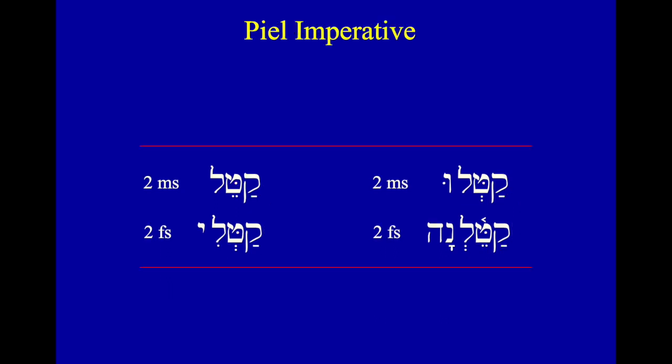All right. Now, remember the imperative. We form the imperative by taking our second person imperfect form, and then we strike the preformative. And what you're left with is the imperative.